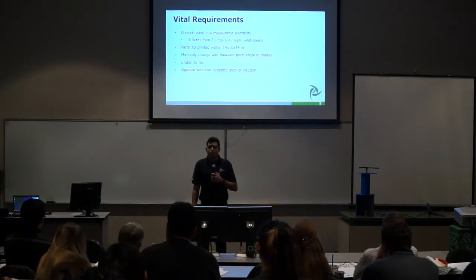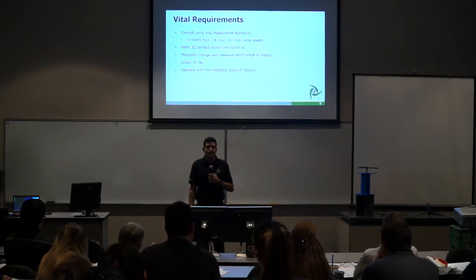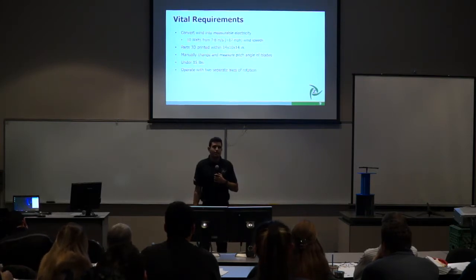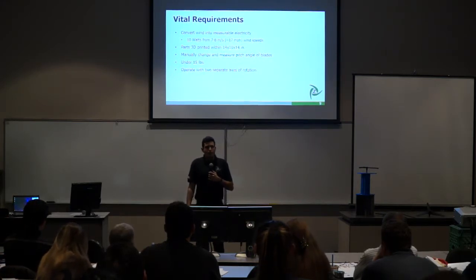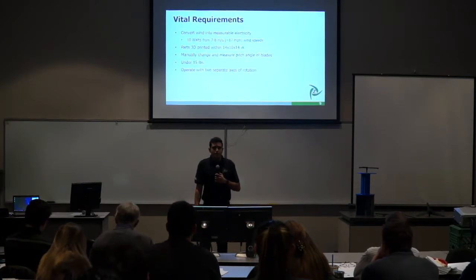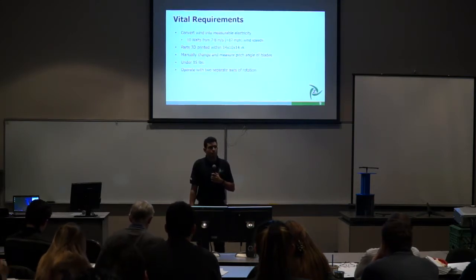Second, 3D printing will be utilized due to its accessibility, simplicity, and inexpensiveness compared to other manufacturing techniques. All 3D printed parts will be printed within 14 by 10 by 14 inches. This is the maximum size set by the Embry-Riddle Rapid Prototyping Lab here on campus. Third, the blade pitch angle, when applicable, must be able to be manually adjusted to ensure optimal angle of attack and efficiency in varying wind speeds.